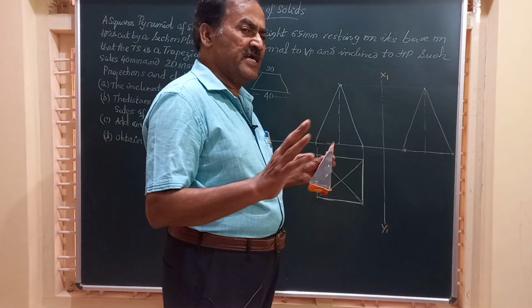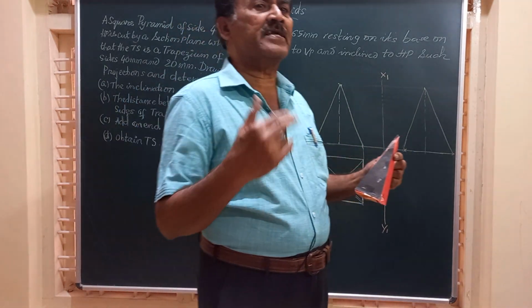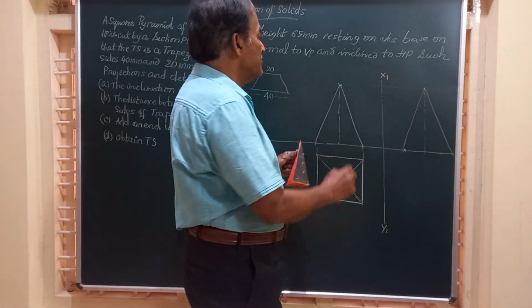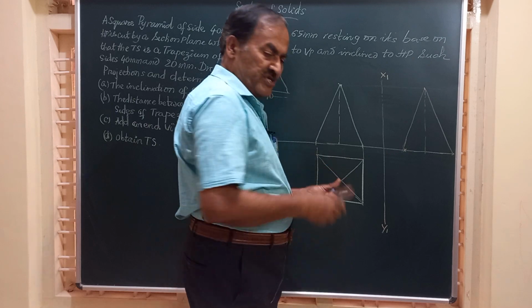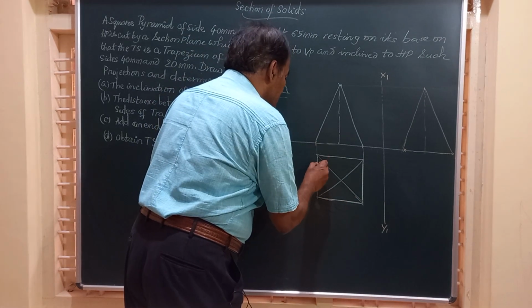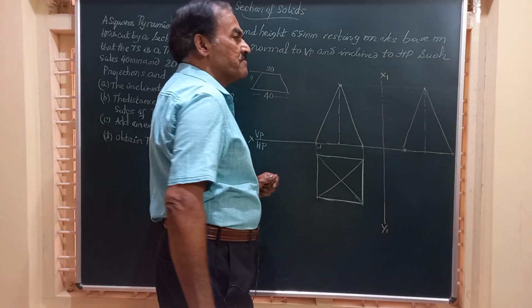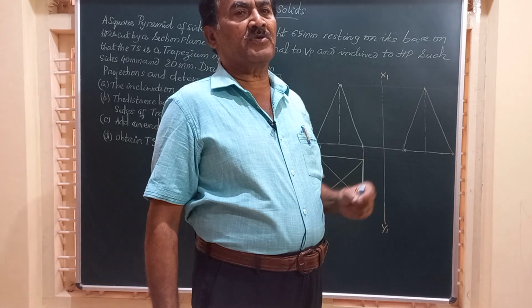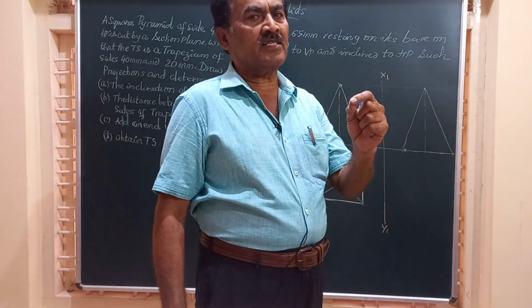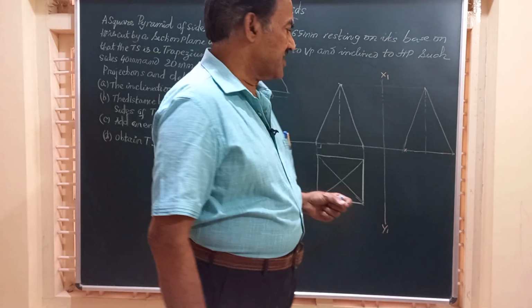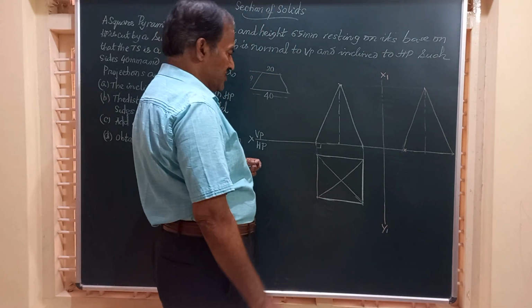So to obtain the true shape a trapezium, it is very essential to keep the solid on HP with one of the sides normal to VP. Say this side is perpendicular to VP. So that is how we decide how the object is going to be placed. And generally the questions on square pyramid are very important from the viewpoint of examination also.